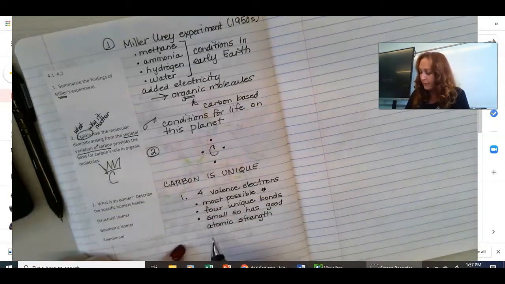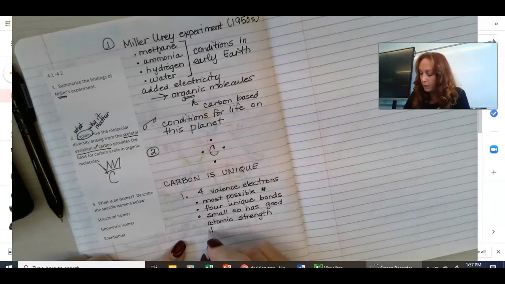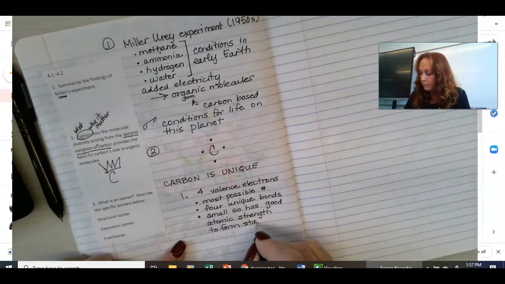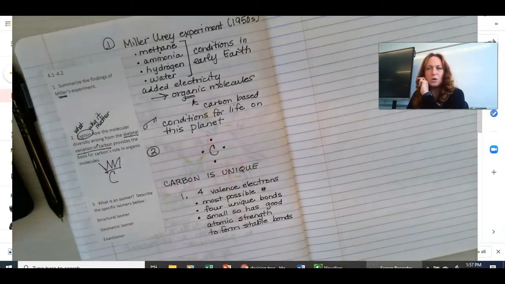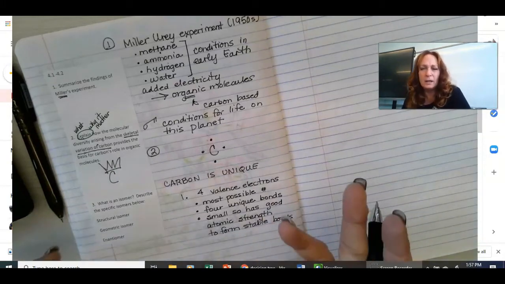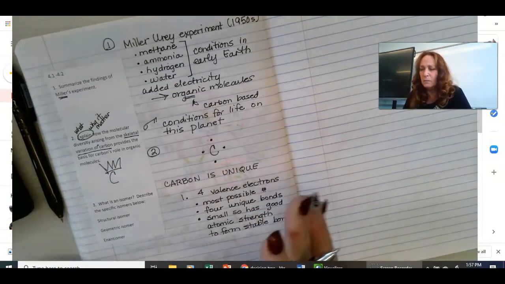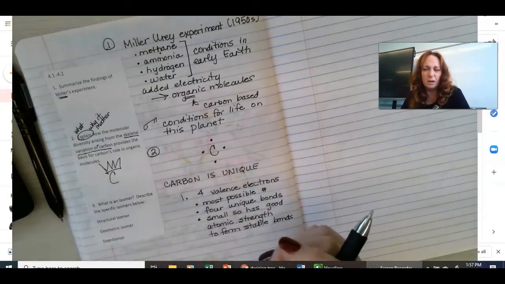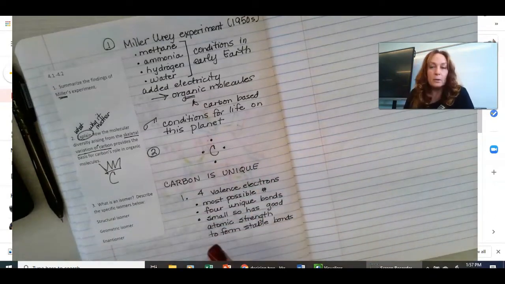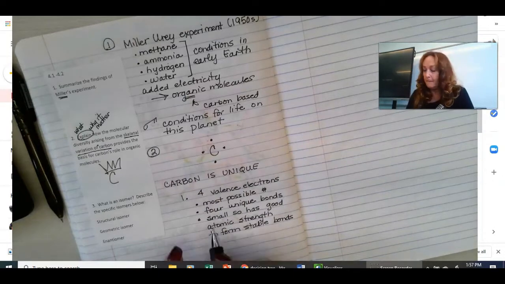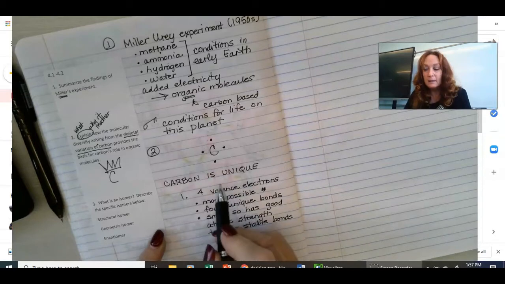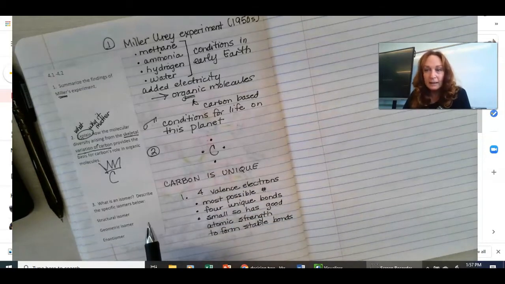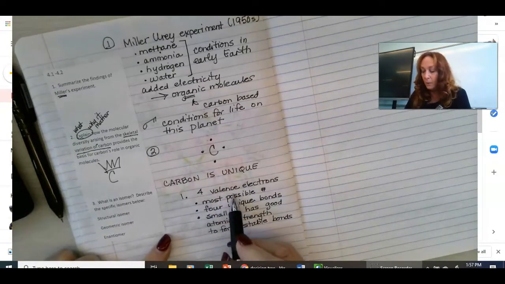Why don't I just write that? Small, it has good atomic strength to form stable bonds. Because I'm pretty sure that life doesn't go on very well if things aren't stable, or if they readily become something in oxidized form. Not good. I'm looking at my notes because I want to be sure I get all these right. If I had to defend that carbon's unique, well, it's unique because of 4 valence electrons.